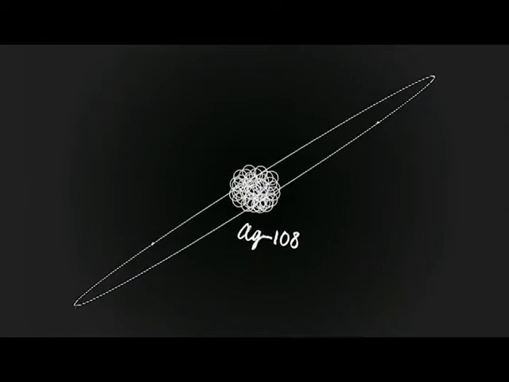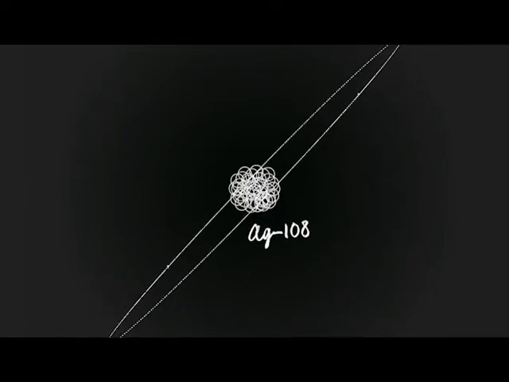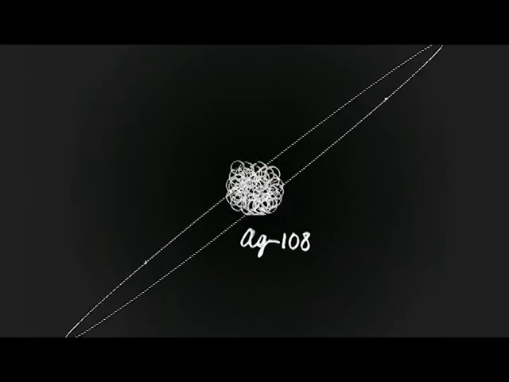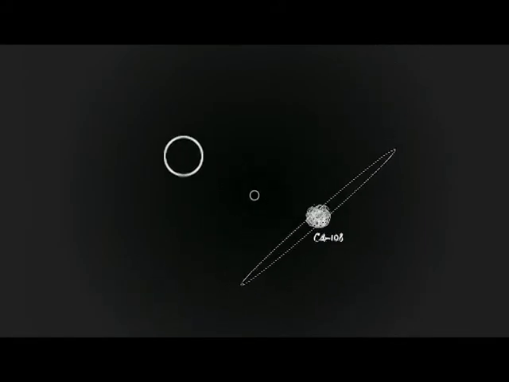Silver 108 is a beta emitter, which means somewhere inside of there is a neutron that wants to become a proton. When that happens, it spits off a beta particle and becomes cadmium 108. The exact same thing happens with silver 110, except it happens at a different rate. We'll be measuring the amount of beta particles that come off of each of those atoms in our silver foil, and from that measurement, we should be able to find the half-lives of each.